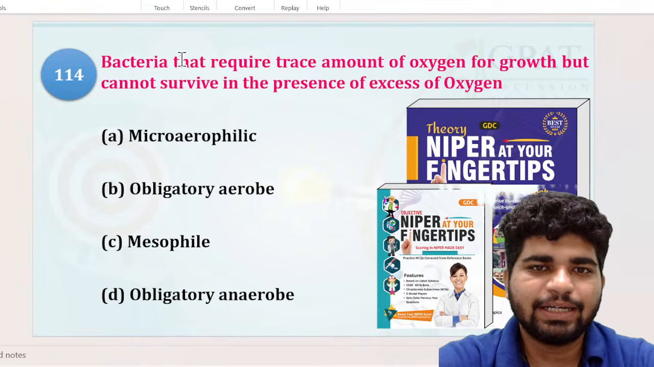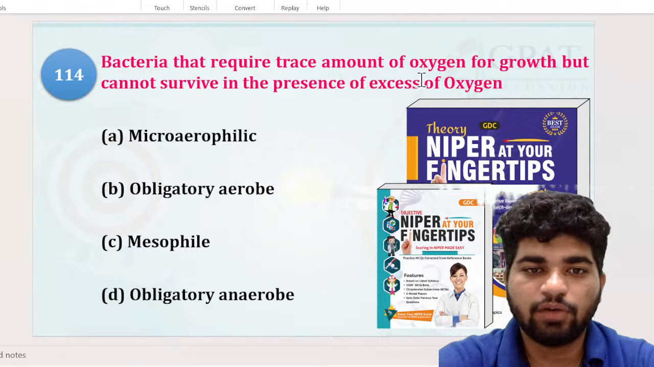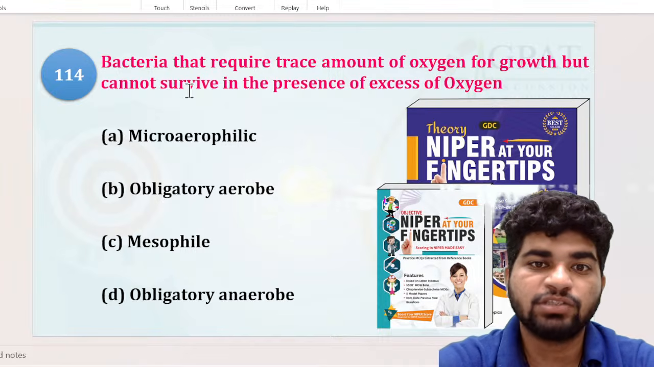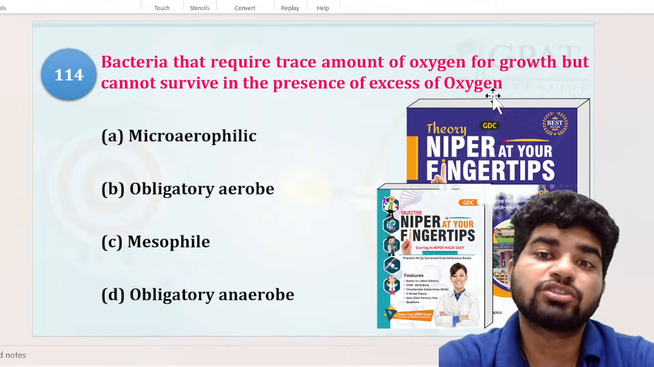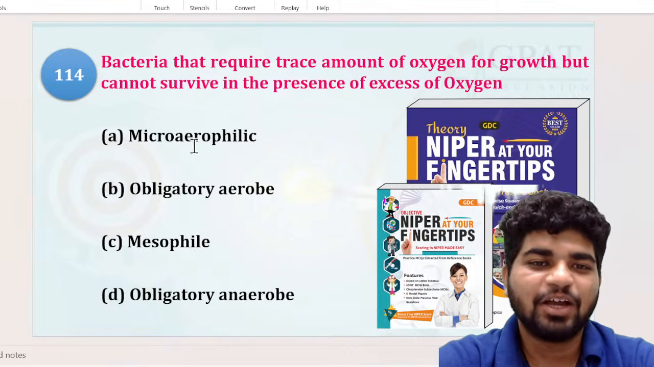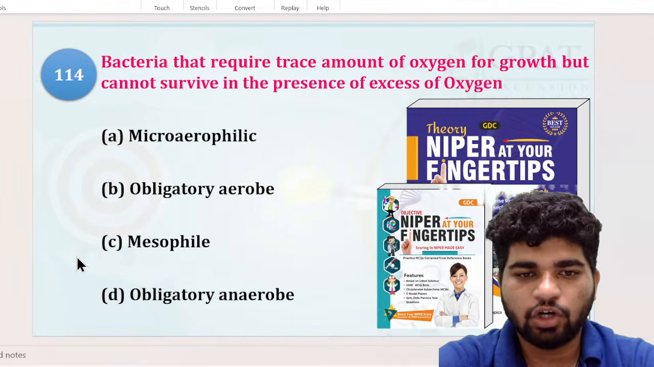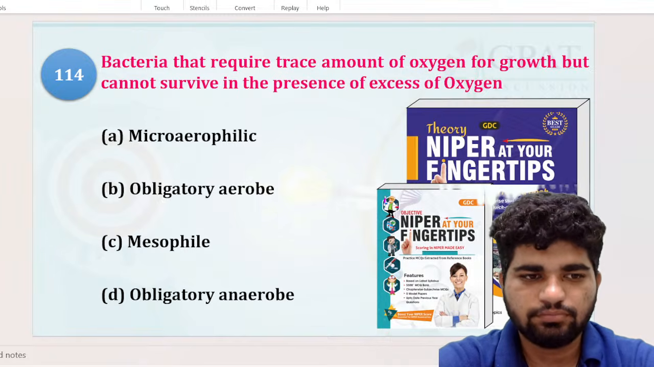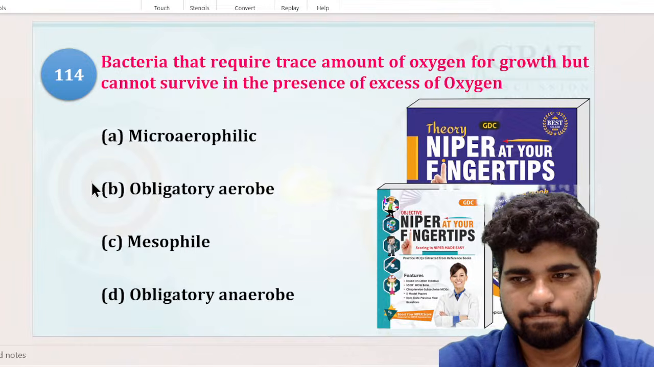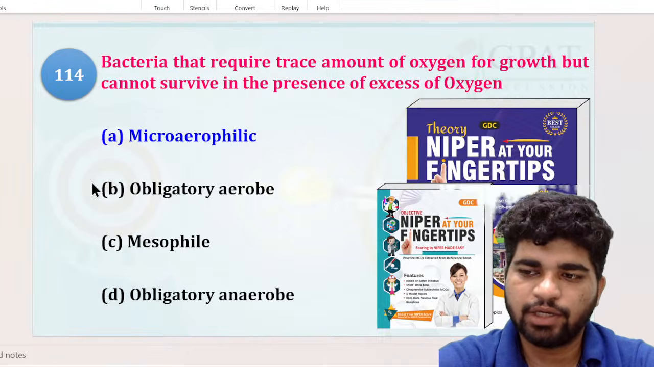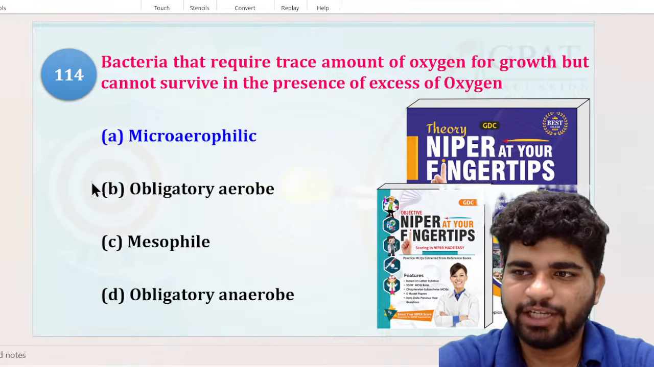Okay. Now, bacteria that require a trace amount of oxygen for growth. Trace amount means a small amount of oxygen, but they cannot survive in the presence of excess oxygen. What's that? Microaerophilic, obligatory aerobe, mesophile, or obligatory anaerobe? That's your, guys, microaerophilic. Exactly, Magesh. Very nice.